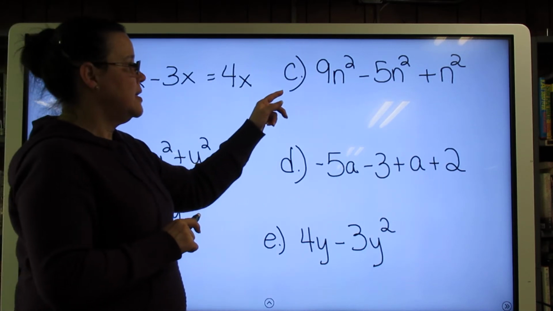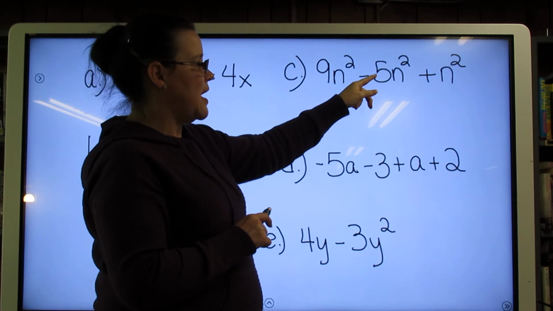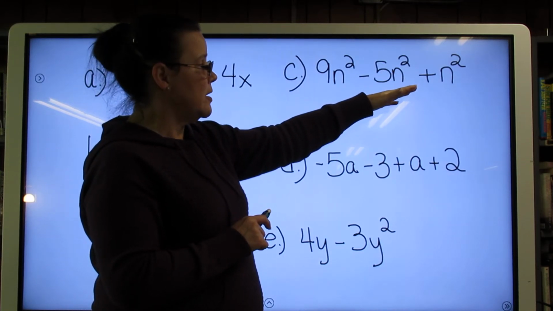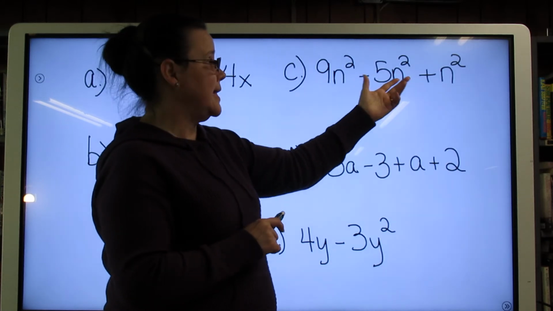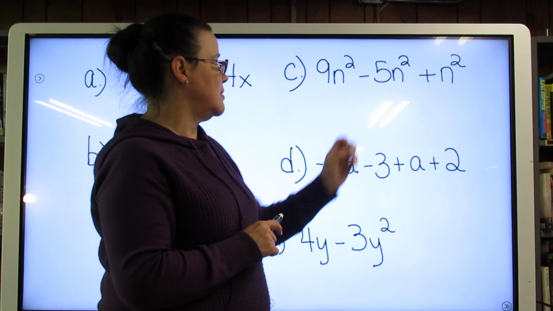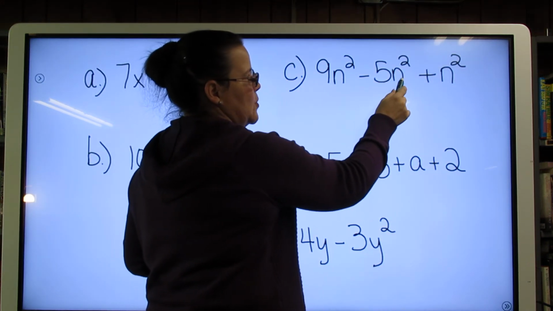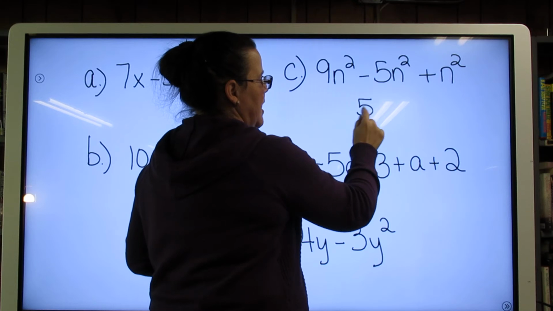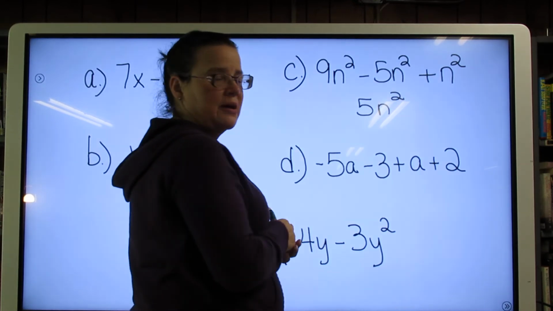The next one has 9n squared minus 5n squared plus n squared, and so I have 9 minus 5 plus 1. I can think of it without those variables with the raised exponents on them. 9 minus 5 is 4, and 4 plus 1 is 5, so I would have 5n squared for my final answer.